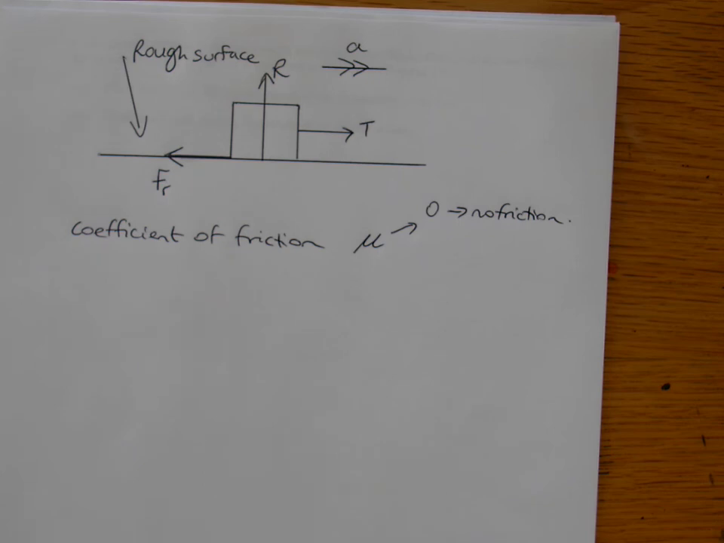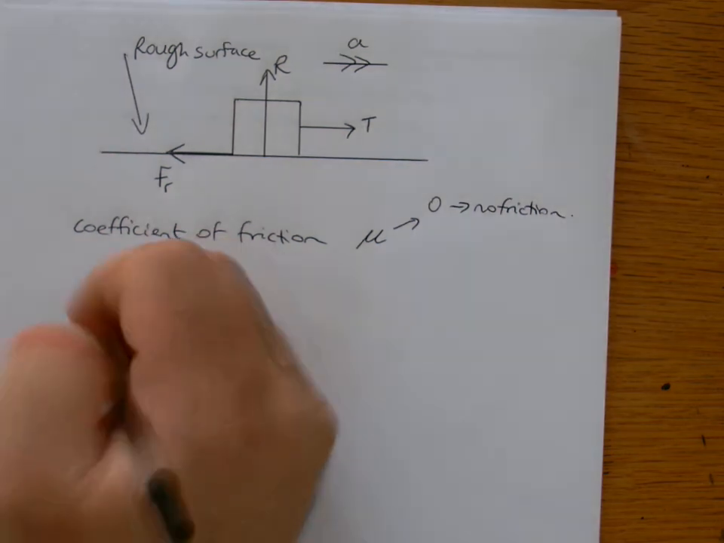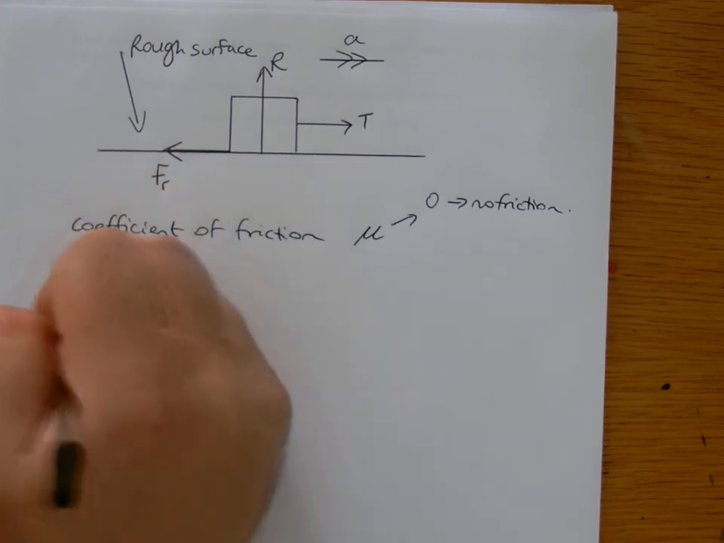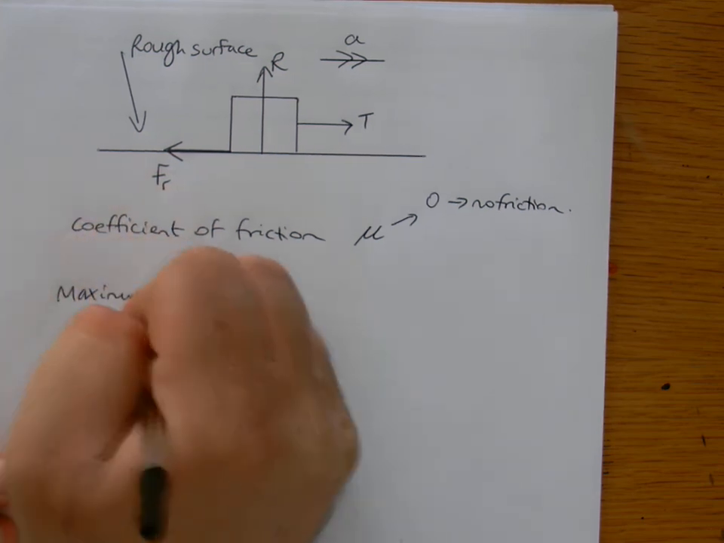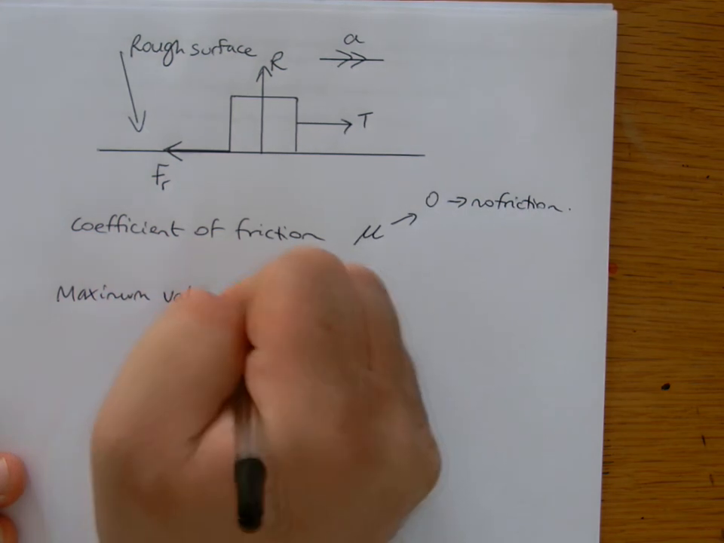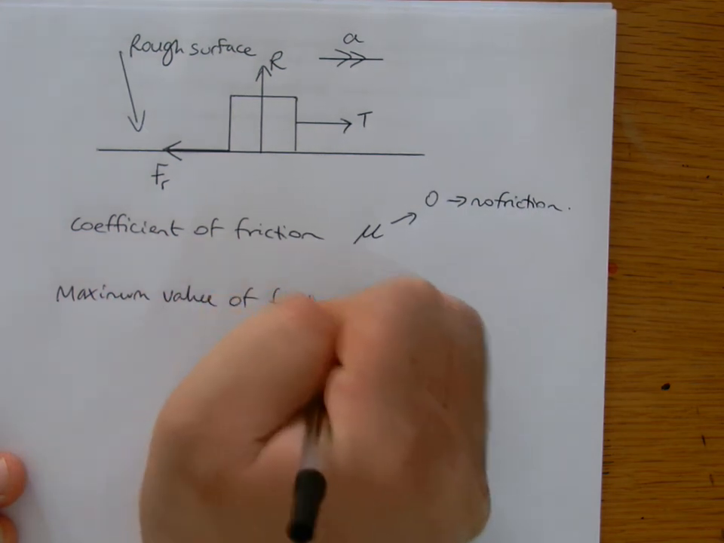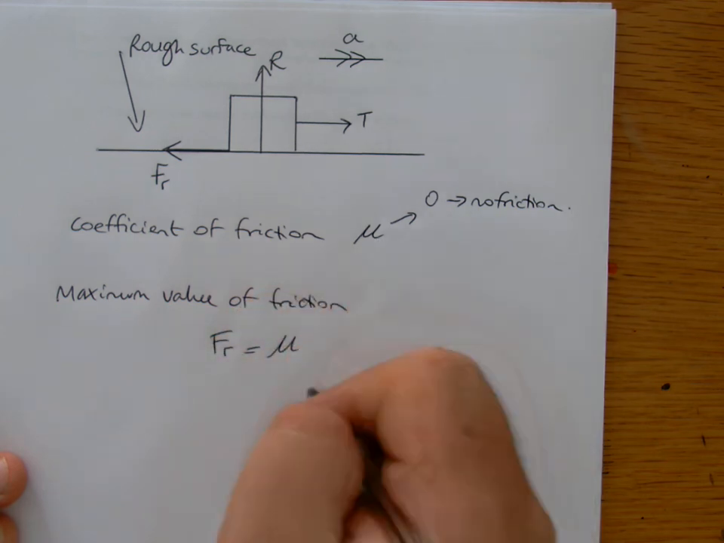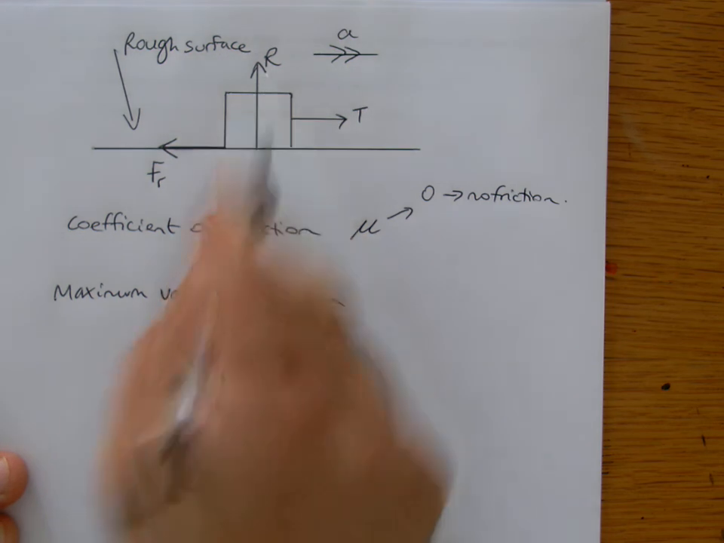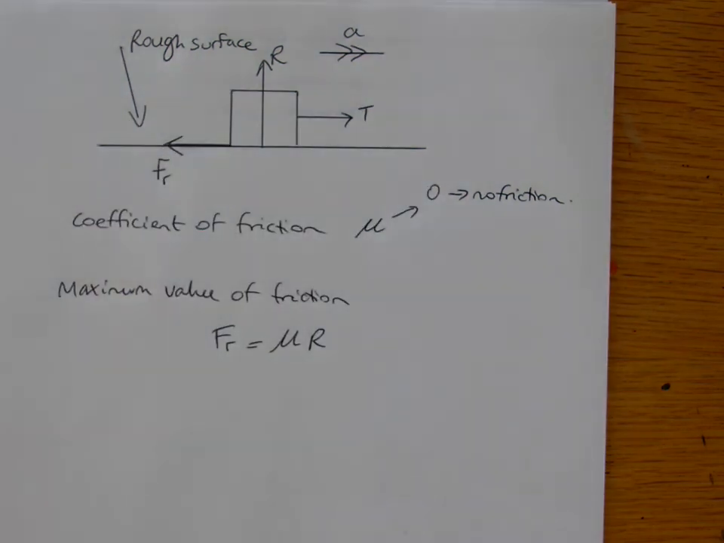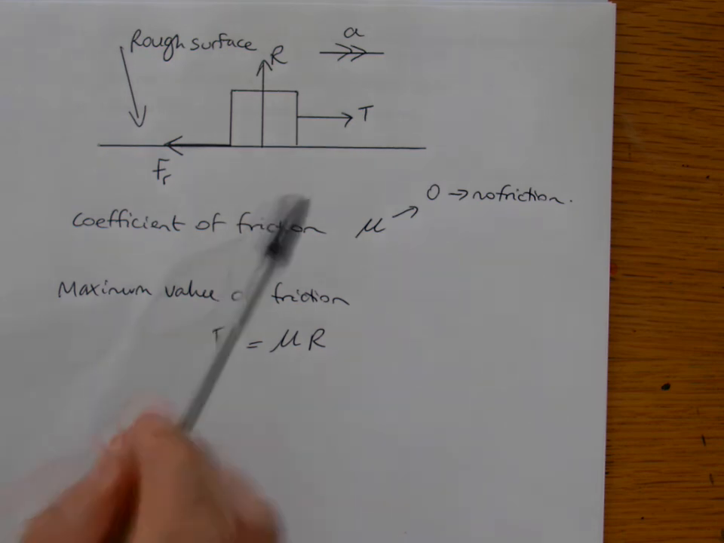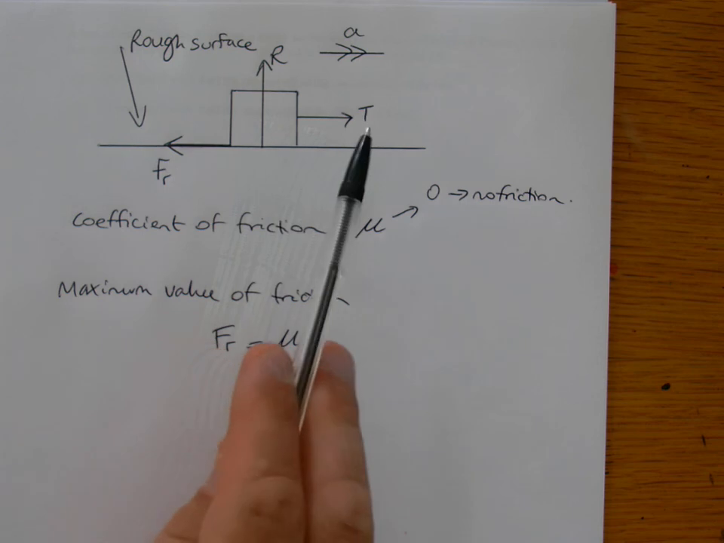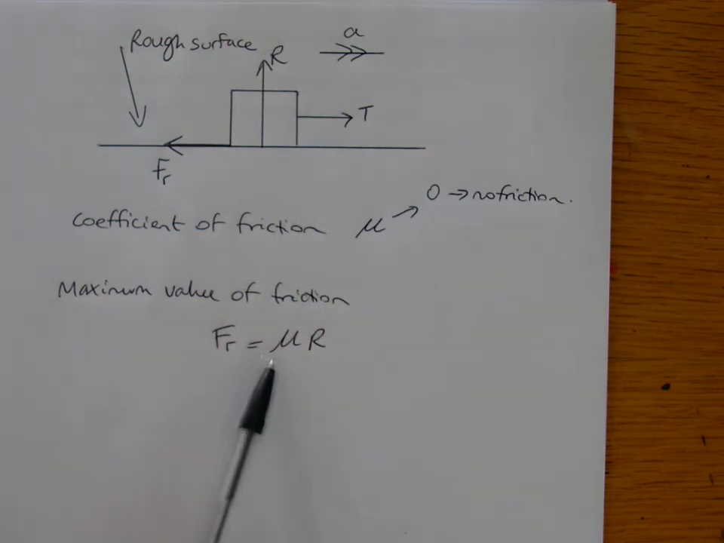Now to calculate friction, or to work out the maximum possible value of friction, it's quite a simple formula. The maximum value of friction is given by mu, that coefficient of friction, times the normal reaction, the perpendicular reaction. That's all it is. That will give you the maximum friction value. And of course, for this object to move, T has to match this and overcome this. If T doesn't, then it won't move.